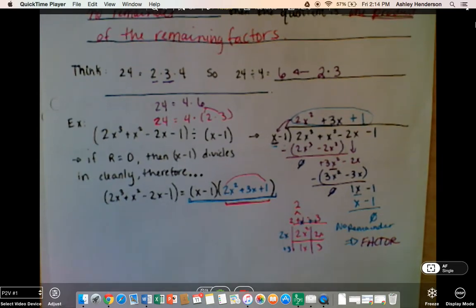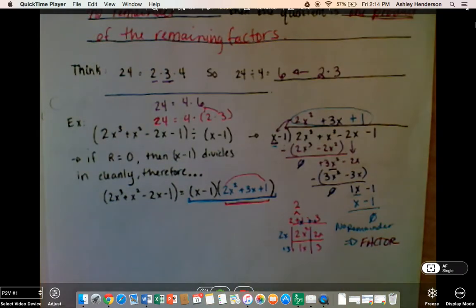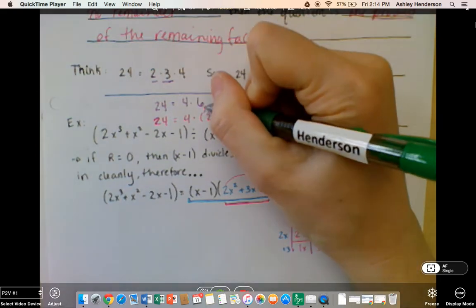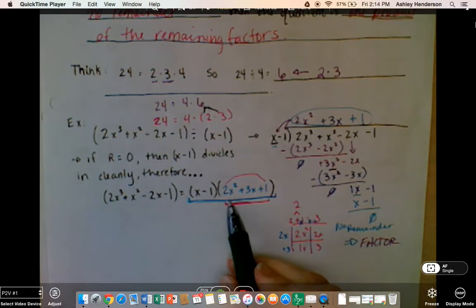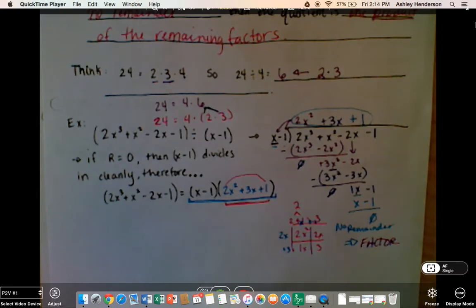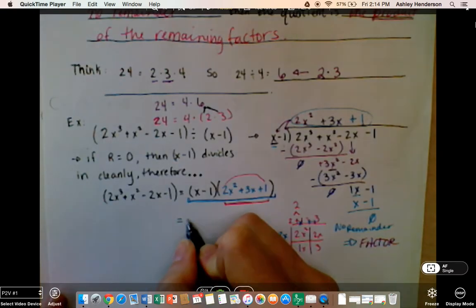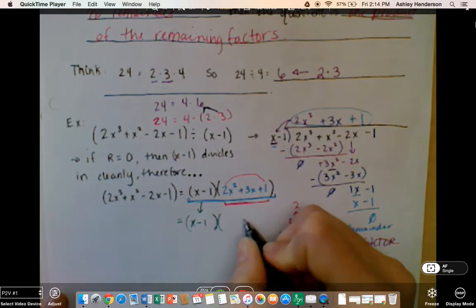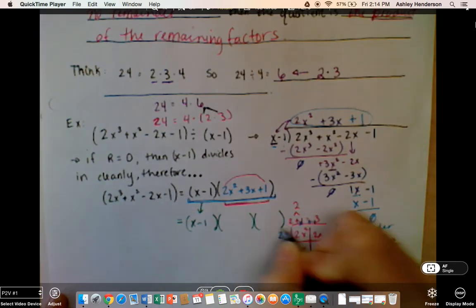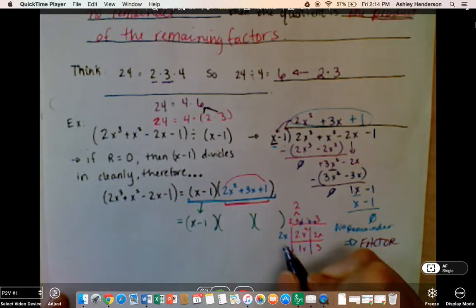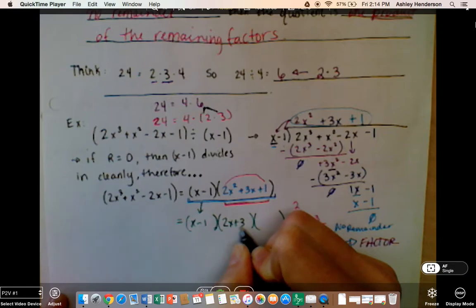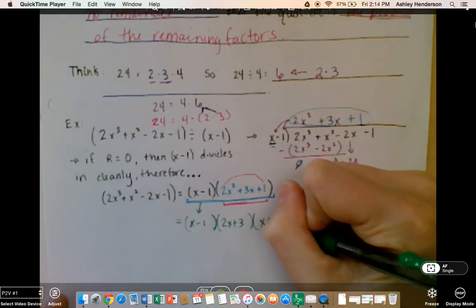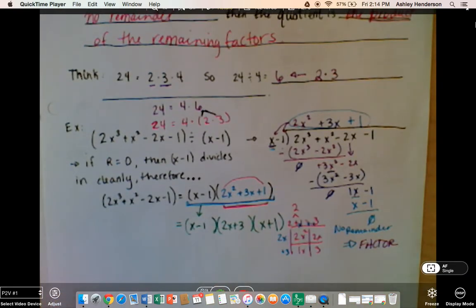So if I wanted to break this up further, like we did here, we took 6 and we broke it down further. We're going to take this and break it down the rest of the way and say that it could also be the same as x minus 1. That's just this part being rewritten. And now we're writing this quadratic as the product of two linear factors also, those being 2x plus 3 and x plus 1.